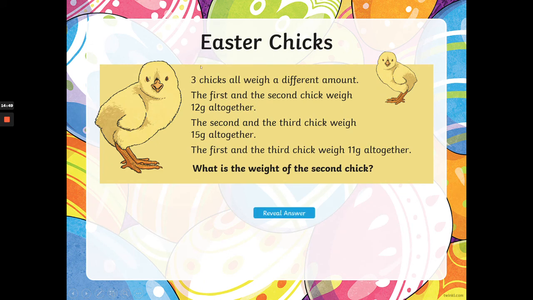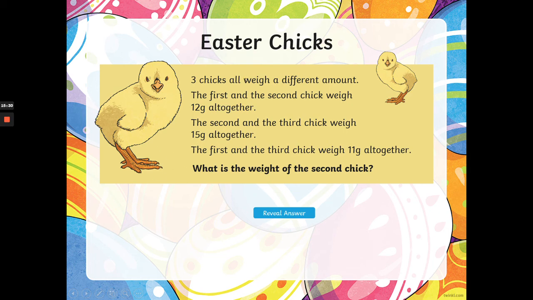All right. 3 chicks all weigh a different amount. The first and the second chick weigh 12 grams all together. So the first chick and the second chick, well, they weigh 12 grams altogether. The second and the third chick weigh 15 grams altogether. The first and the third chick weigh 11 grams altogether. Okay. So what is the weight of the second chick? So if you know this information here, think really carefully. What is the weight of the second chick if you know this information?